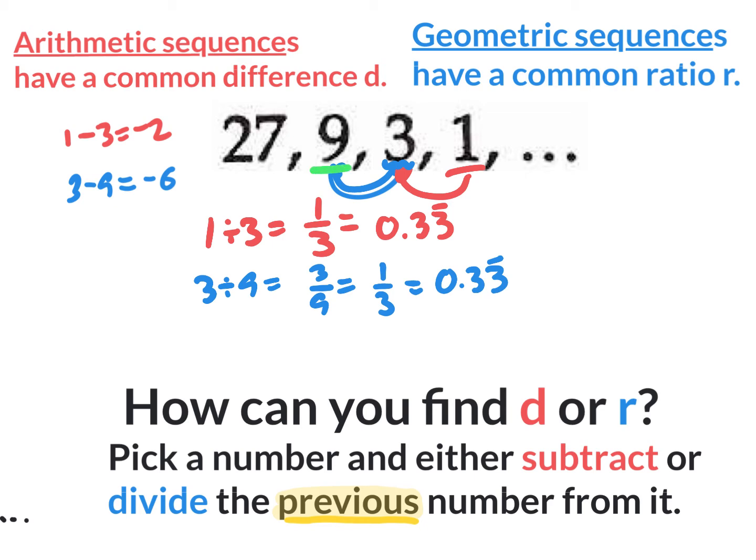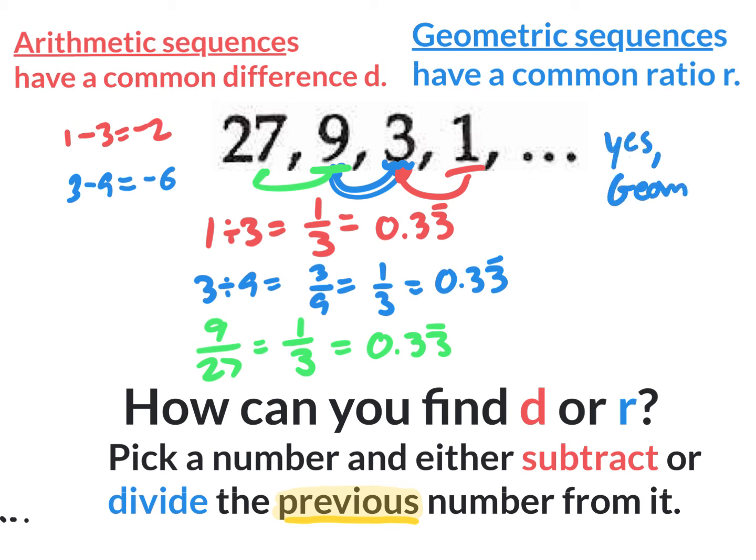So let's go with 9 divided by 27. Might as well write it as a fraction. That reduces down by 9, and it reduces down to 1/3. So yes, it's the same common ratio. So right here we could conclude, yes, it's geometric because the common ratio is 1/3, or 0.333333 forever, right? So it is geometric, okay?